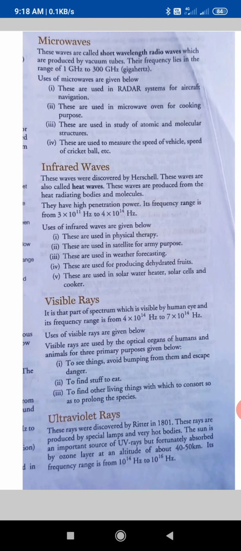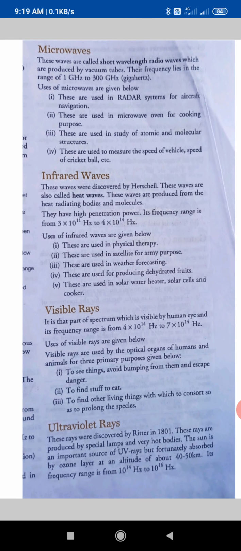Next, infrared waves. These waves were discovered by Herschel. These waves are also called heat waves. These waves are produced from heat radiating bodies and molecules. Infrared waves have high penetration power. Their frequency ranges from 3 into 10 to the power 11 hertz to 4 into 10 to the power 14 hertz.